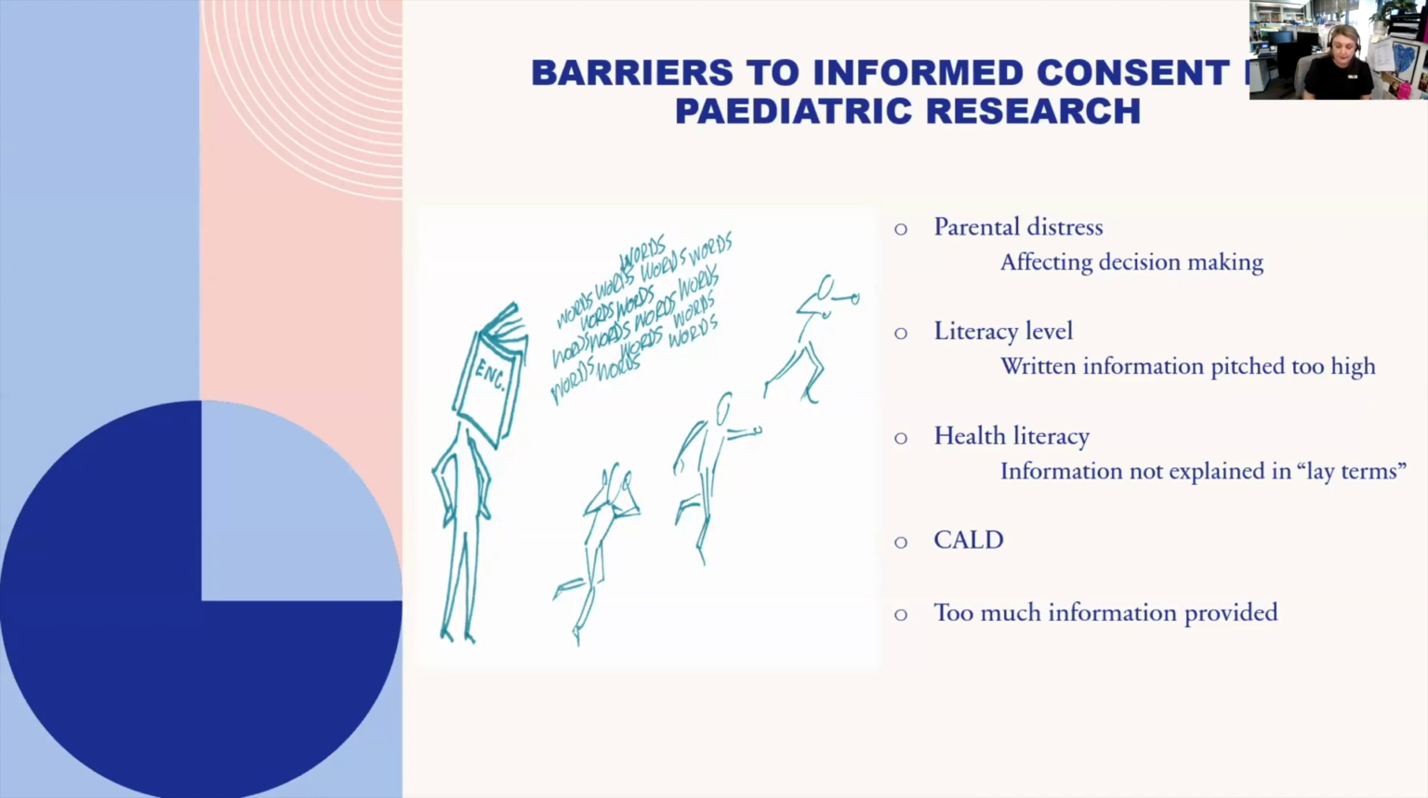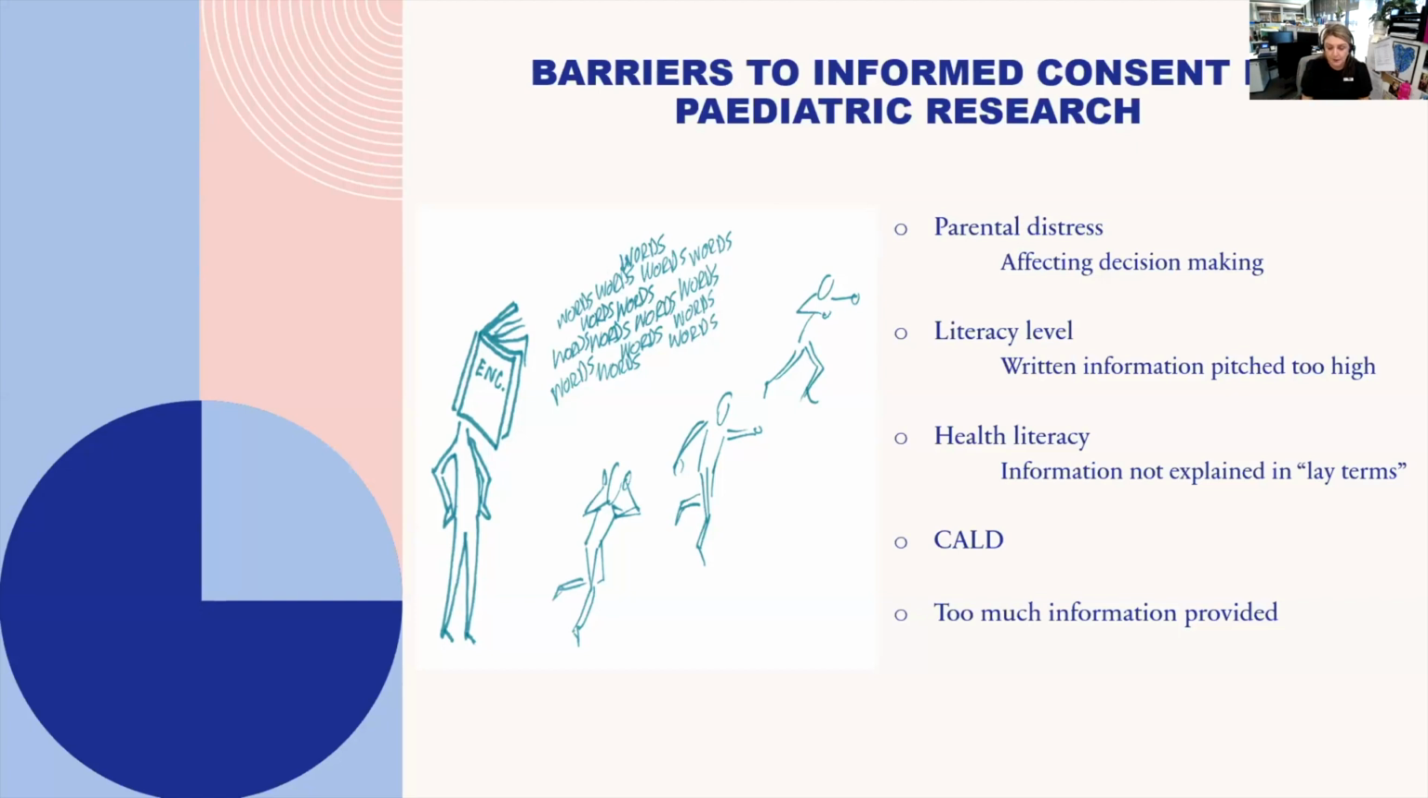Literacy level is a barrier. So some written information is pitched too high. 44% of Australian adults read at a literacy level of 1 to 2. Reading level of 1 is a reading age of 5 to 9 years old, and a level of 2 is under 15 years old. Health literacy is another barrier, and this is different to literacy. You can have low literacy level, but good health literacy if information is presented in an easy to understand way, so with diagrams and lay terms.